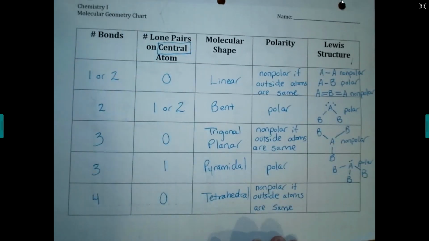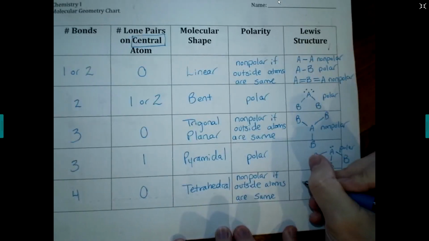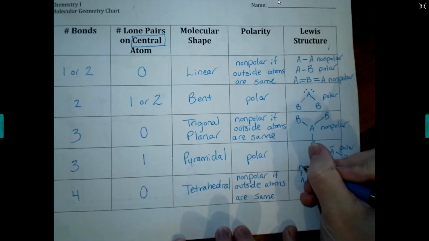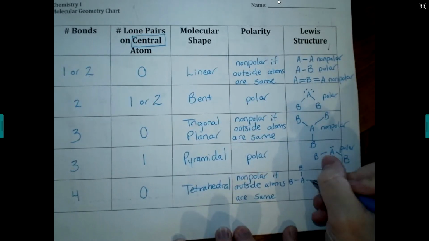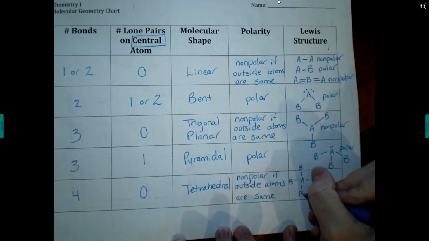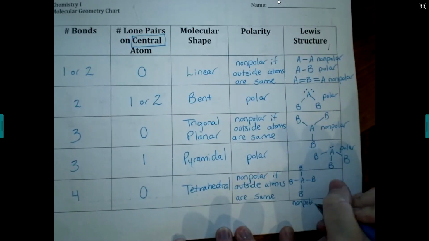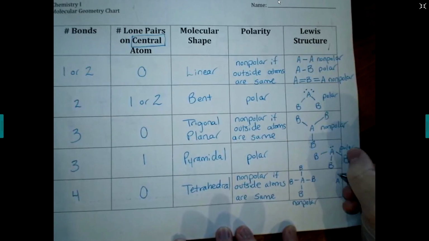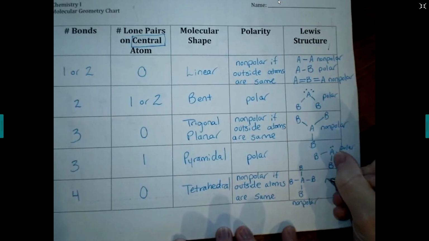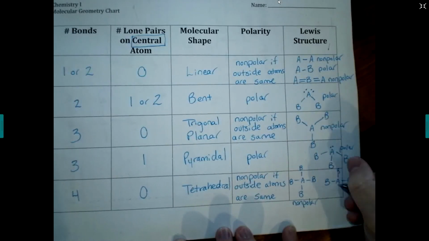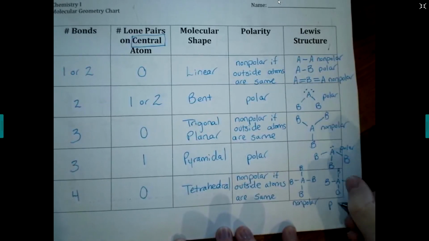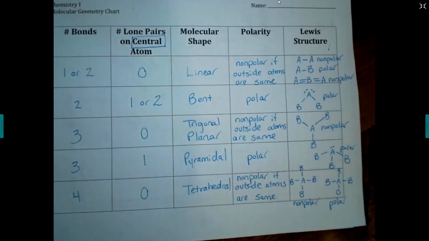And for the Lewis structure, I'll give you 2 examples. In this example, all the outside atoms are the same, so that's going to be nonpolar. In this example, one of the outside atoms is different, so that will be polar.